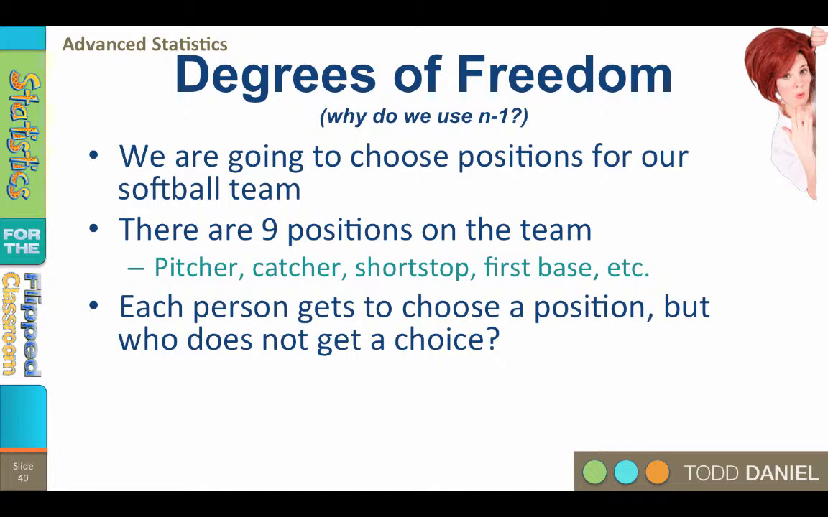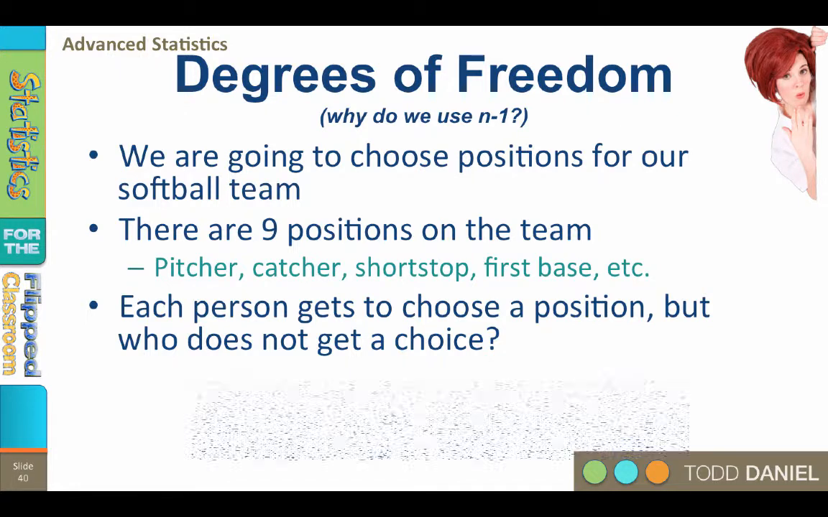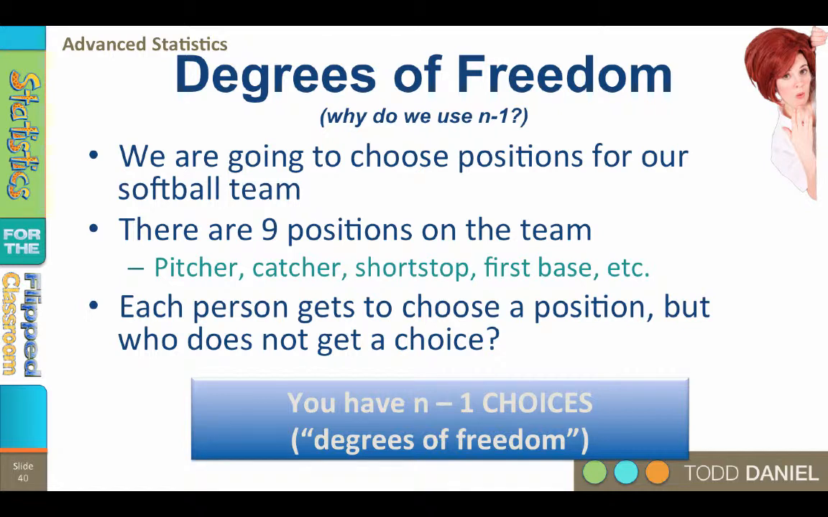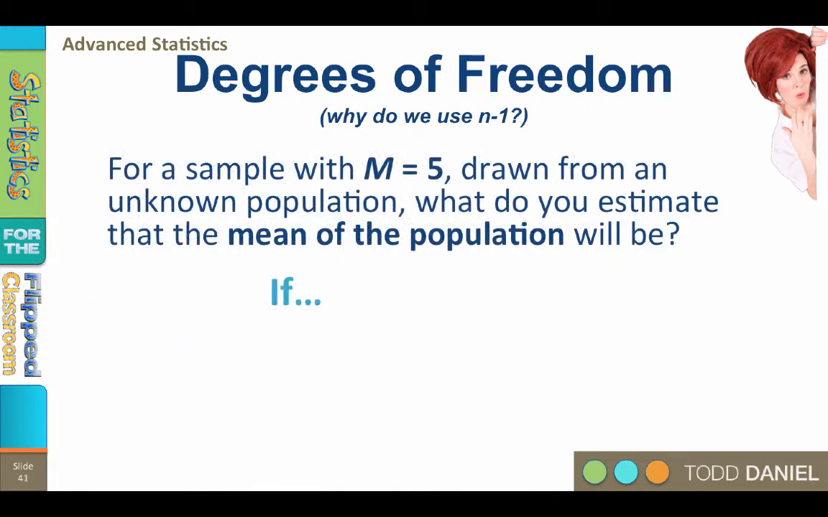When choosing among 9 positions, only 8 people get to actually choose. The last person's choice is chosen for him, based upon the choices of others. You have n-1 choices, or degrees of freedom to choose. Now let's apply this to a sample. We have chosen a sample of 9 subjects from an unknown population. The mean of our sample equals 5. What do you estimate will be the mean of the population?